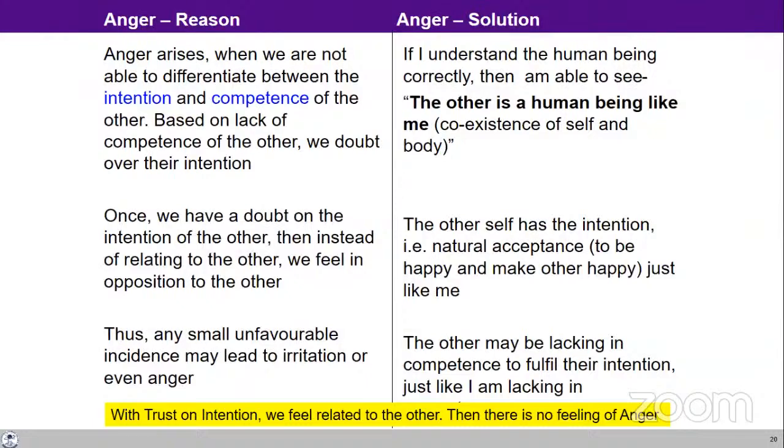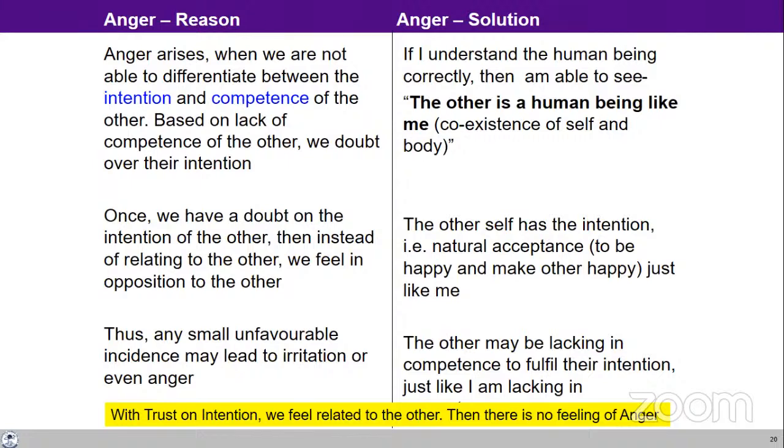when we are not able to differentiate between intention and competence of the other. Based on the competence of the other, we doubt their intention. Once we have a doubt on the intention of the other, then instead of relating to the other, we feel in opposition to the other. All of us can think about this. When we are interacting with a person, there can be incidences in our life. We may get angry, we may react.